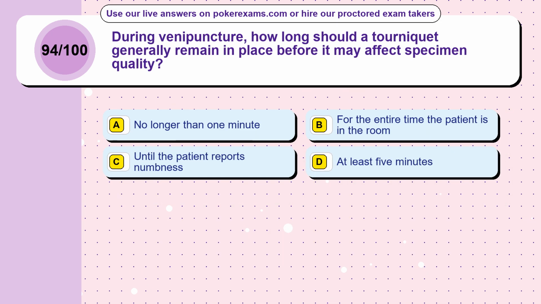Question 94. During venipuncture, how long should a tourniquet generally remain in place before it may affect specimen quality? Option A, no longer than 1 minute. Option B, for the entire time the patient is in the room.